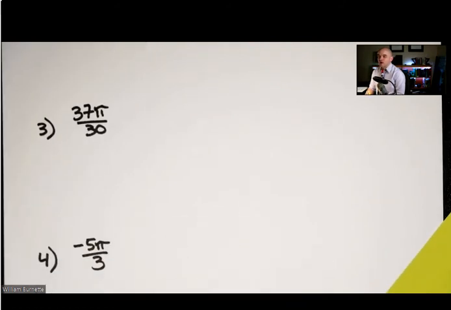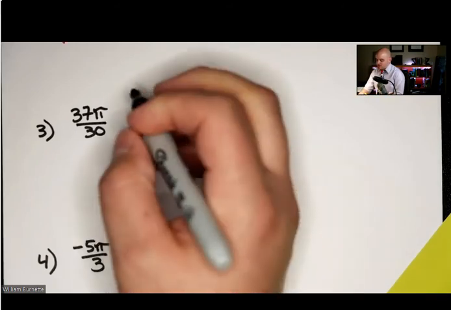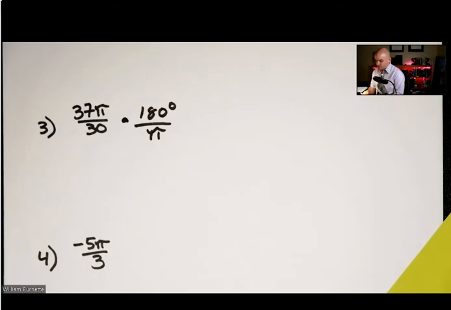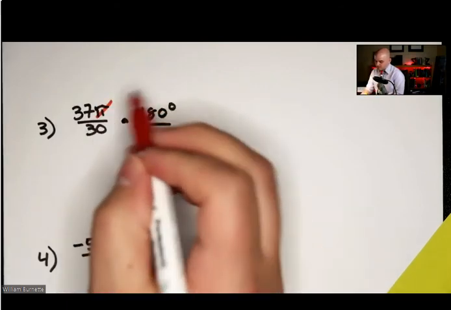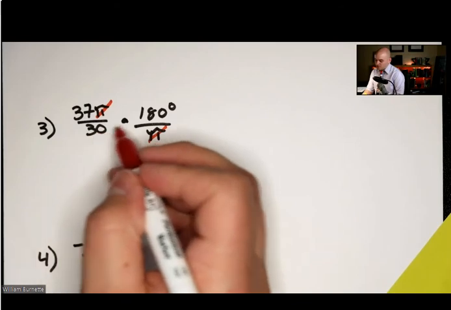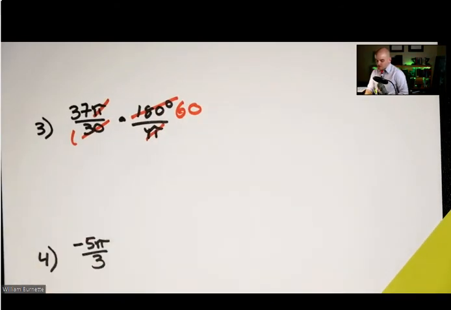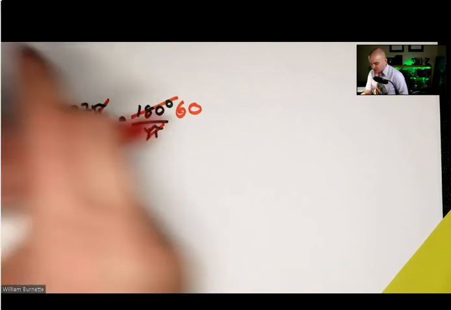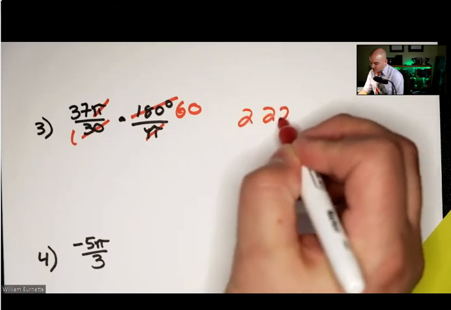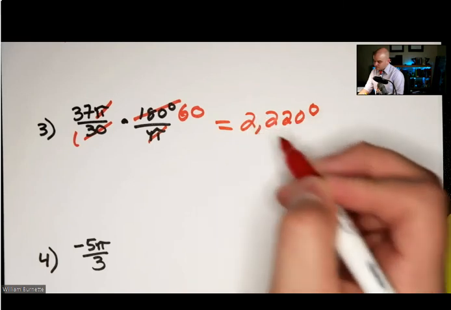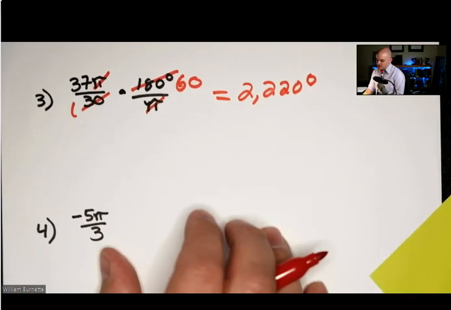All right, next one. Once again, I'm going to be multiplying by 180 degrees over pi. The pi's will cancel out. 30 goes into itself once. It goes into 180 60 times. So I end up with 60 times 37. And I'm going to punch that one in on my calculator. I get 2,220 degrees. And that's my answer for that one.